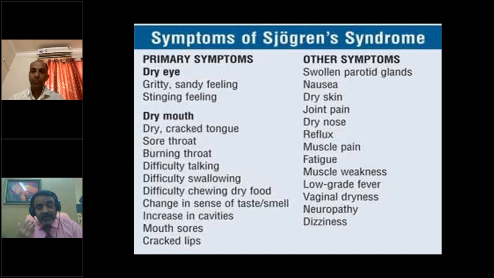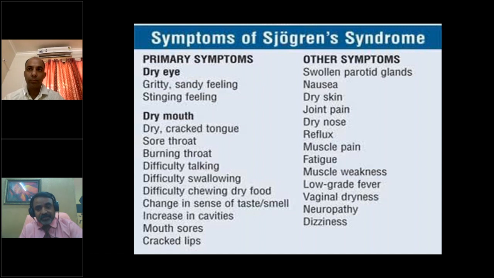Apart from that, dry nose, there will be crusting of the nose. These patients may have epistaxis. So these patients are wrongly diagnosed as vasculitis, but if we inquire about the history of dryness of mouth or eyes, they will give the history of that. Apart from that, myalgia will be there, and sometimes the patient will have low grade fever.